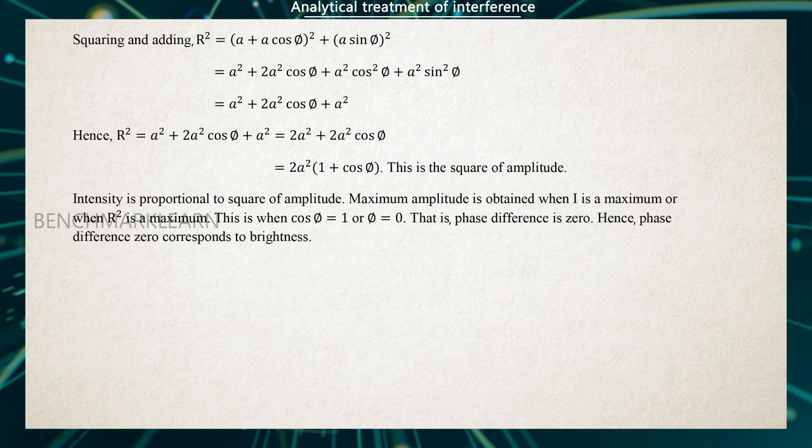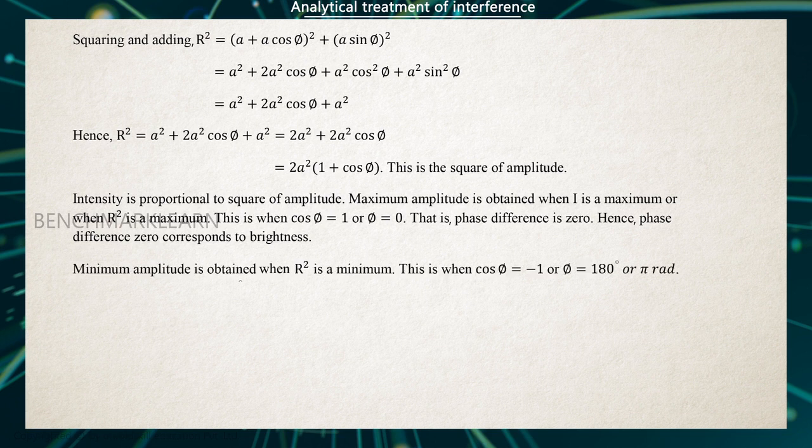So maximum amplitude is obtained when I is a maximum or when R square is a maximum. This is when cos phi equal to 1 or phi equal to 0, that is phase difference equal to 0. Hence phase difference 0 corresponds to brightness. Minimum amplitude is obtained when R square is a minimum. This is when cos phi equal to minus 1 or phi equal to 180 degree or pi radian. Hence phase difference 180 degree corresponds to darkness.